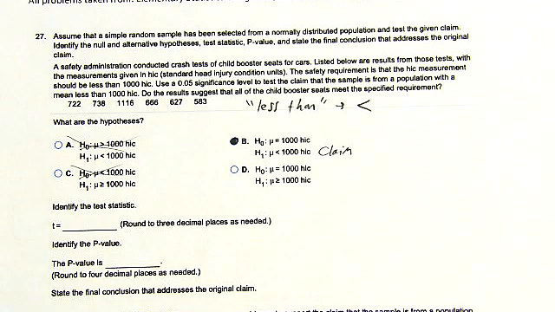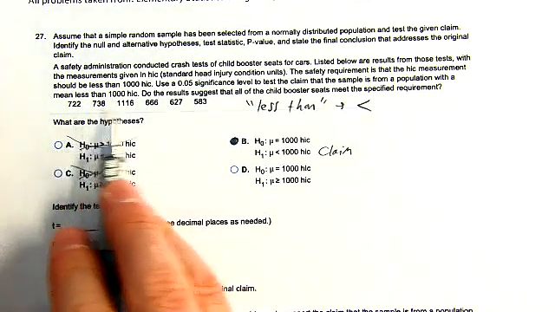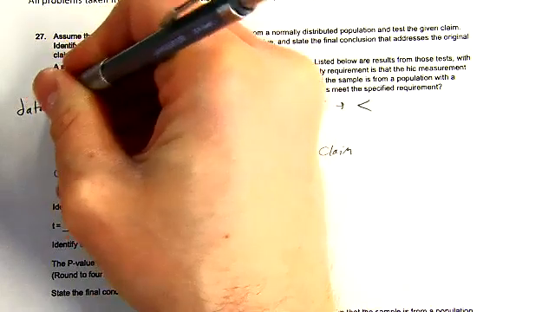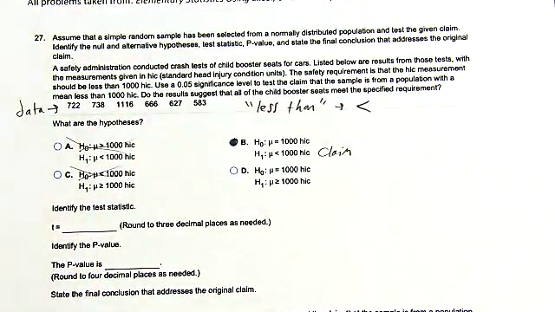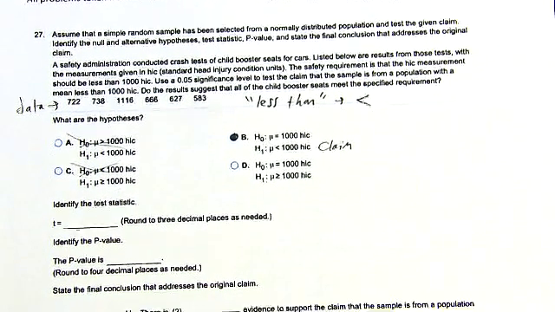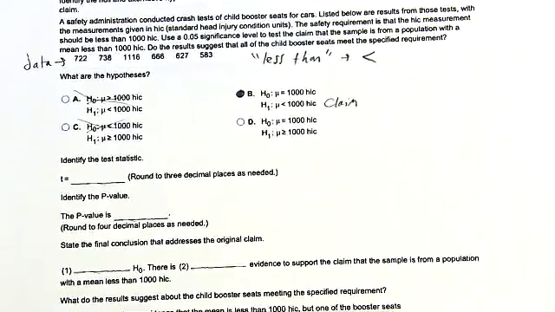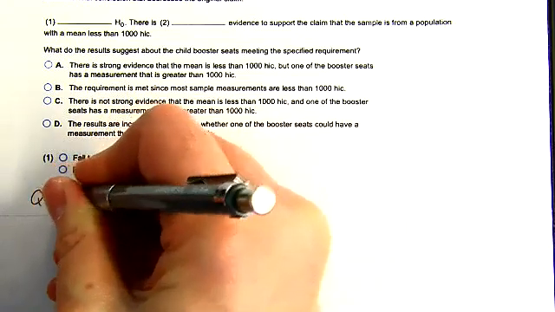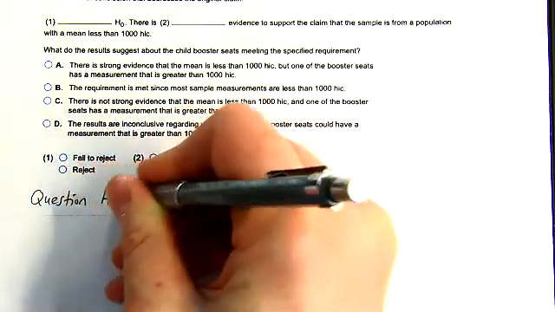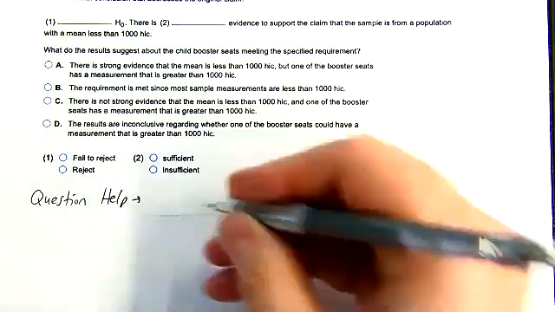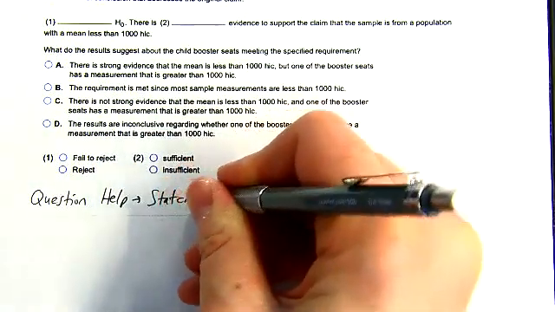Okay, now this one, they gave us actual data. So this is the data. So the steps in Statcrunch become slightly different. So you're going to do these steps. So let me give you these new steps. Again, you'll go to question help. And you'll click Statcrunch.